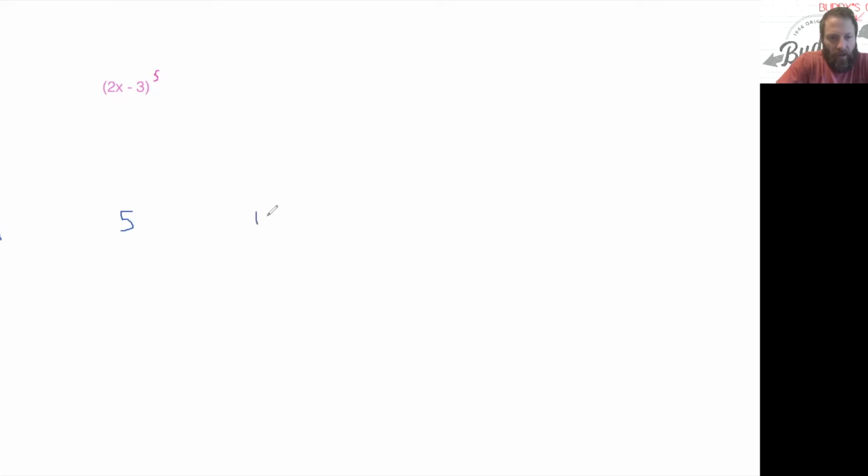Nailed it. And since this is symmetric, hopefully you noticed that about Pascal's triangle, I'm going to have another 10, and another 5, and then another 1. Again, it's to the 5th power. Notice I'm going to have 6 terms. Step number 1 is complete.